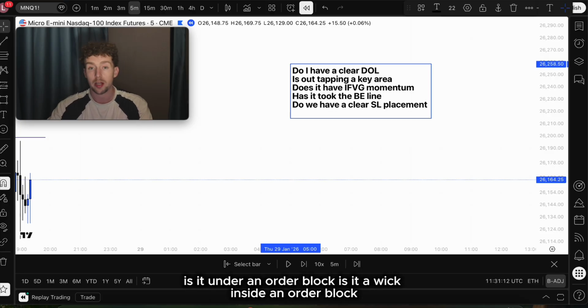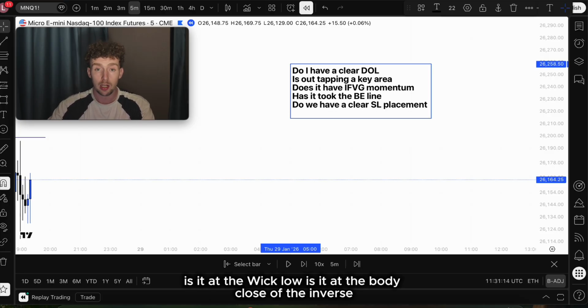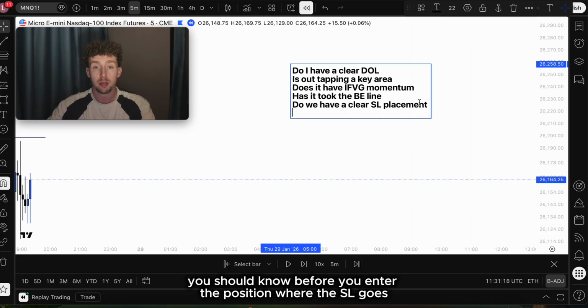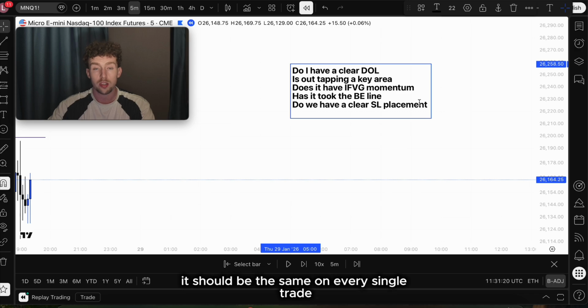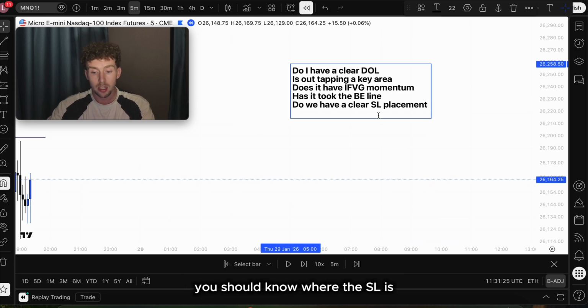Is it under an order block? Is it the wick of an order block? Is it at the wick low? Is it at the body close of the inverse? You should know before you enter the position where the SL goes. It should be the same on every single trade, depending on the situation. You should know where the SL is.